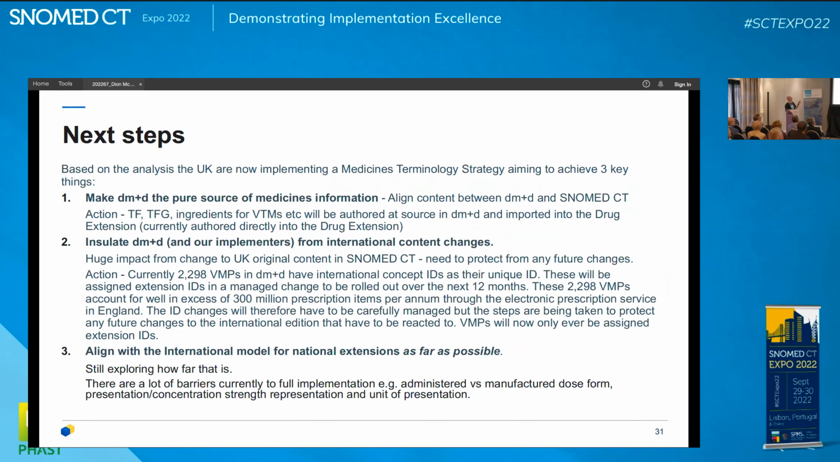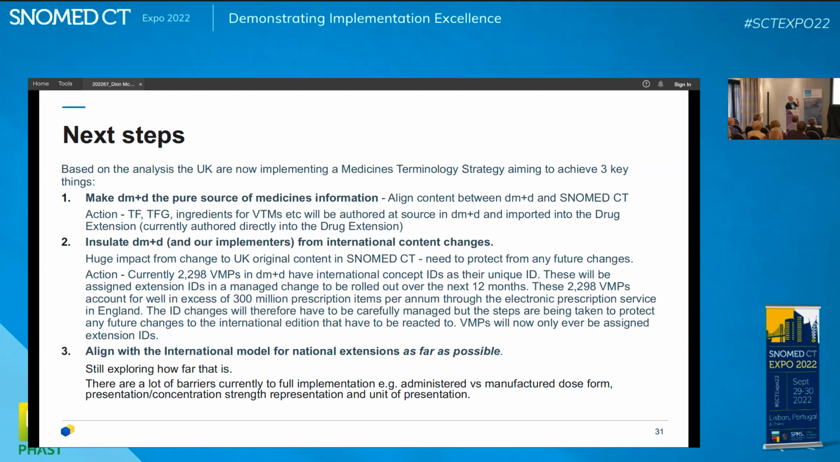So this last slide, the next steps. This is what the UK have decided to do, what the NHS are going forward with. They are going through a program of making dm+d bigger in scope so that it can be the source of truth, so you can automate the UK drug extension from it. So they're going to do that.